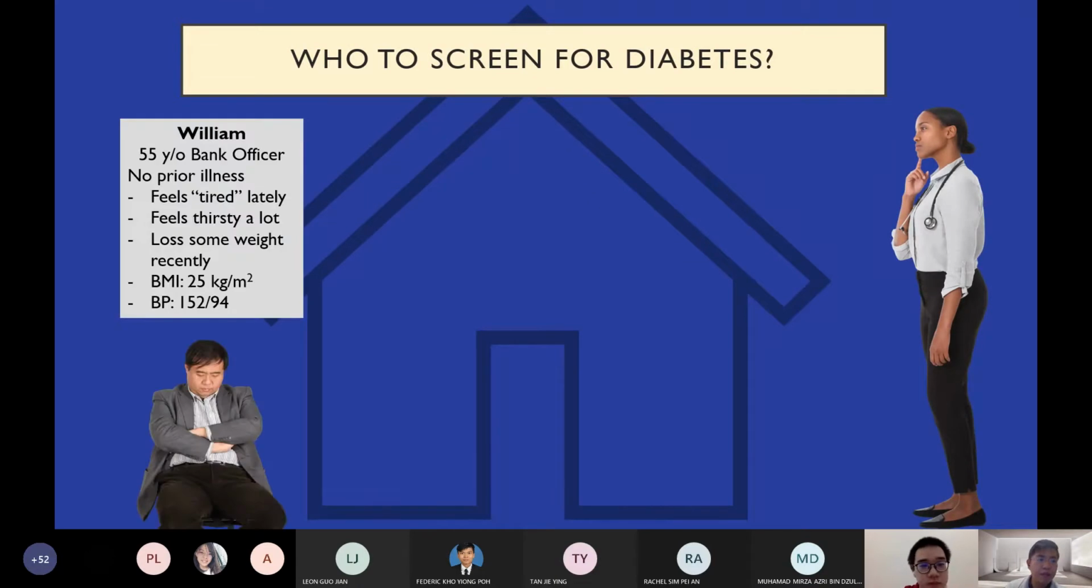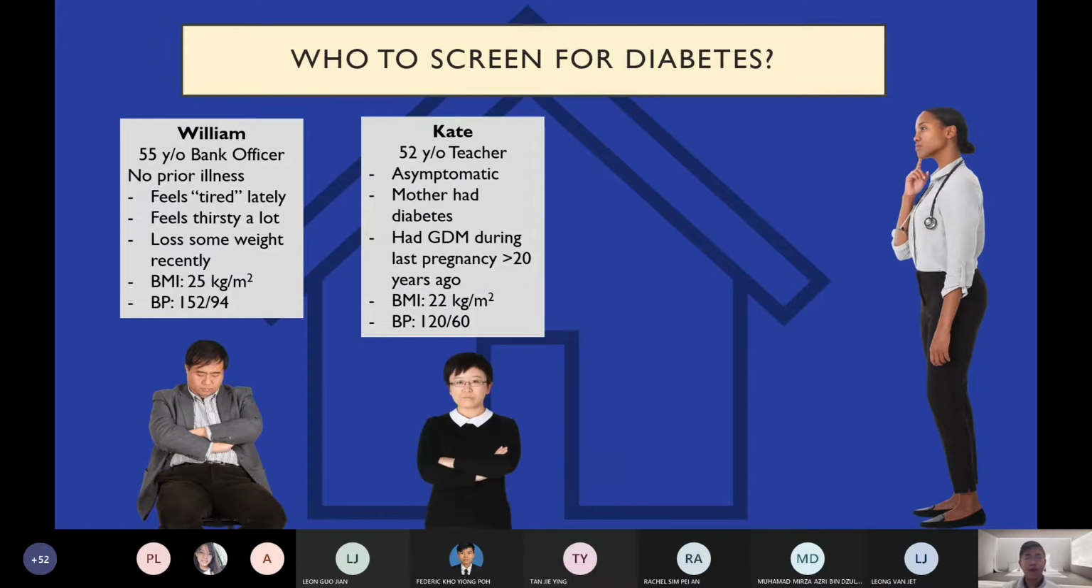We have Mr. William, a 55-year-old bank officer who has no prior illness, but has been feeling quite tired lately. He feels thirsty a lot. He's lost some weight recently. His current BMI is 25 kilograms per meter square, and his blood pressure is 152 over 94. And we have his wife, Mrs. Kate, a 52-year-old teacher who's been asymptomatic. Her own mother had diabetes, and she herself had gestational diabetes mellitus during her last pregnancy 20 years ago, but has since repeated her OGTT after her pregnancy and was told it was normal. Her BMI is now 22 kilograms per meter square, and the blood pressure is 120 over 60.